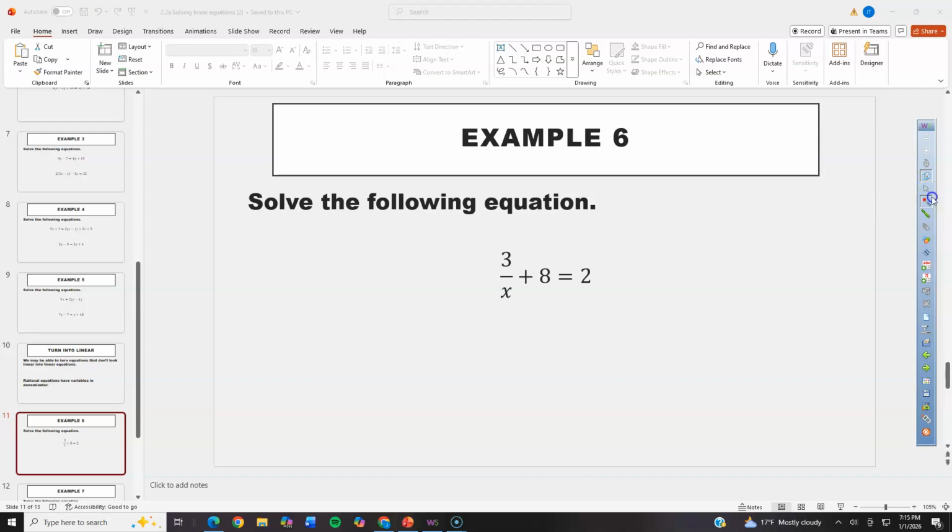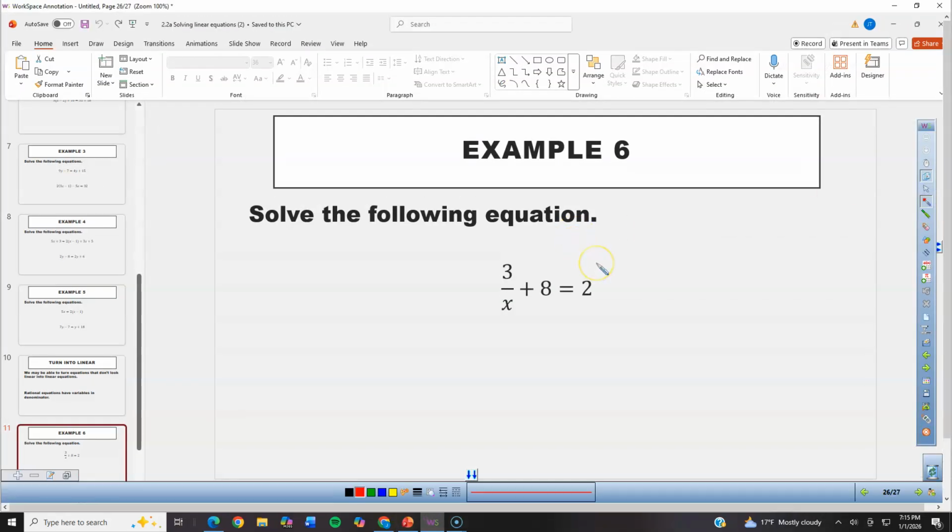So, right now I have x on the bottom. It does not look linear, so I need to make it linear. Well, I don't have to. All right, this one, never mind. We do it the same way. What I'm going to do on this one is try to get x by itself. So I'm going to move this 8 over. I get 3 over x equals negative 6.